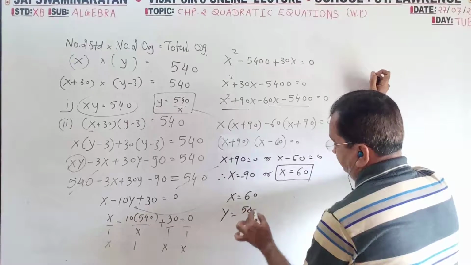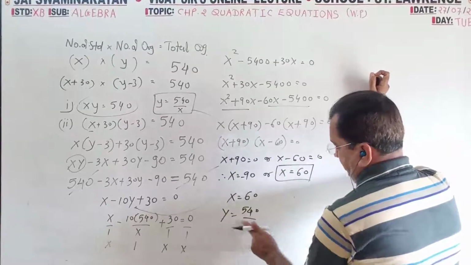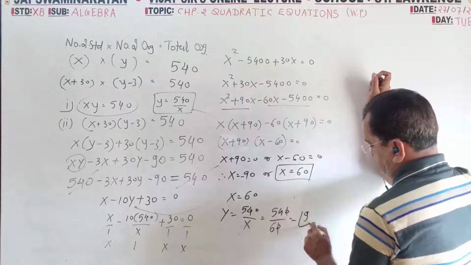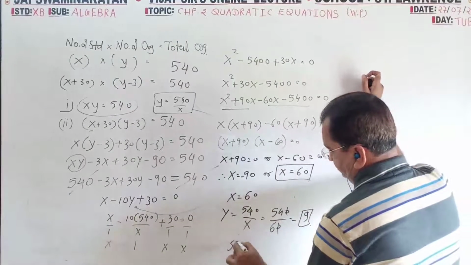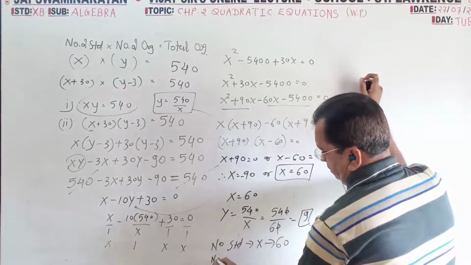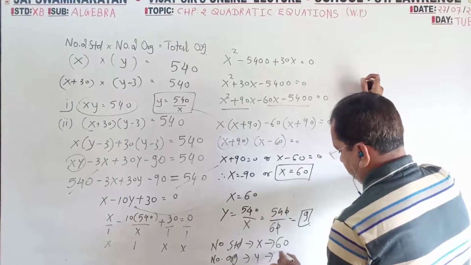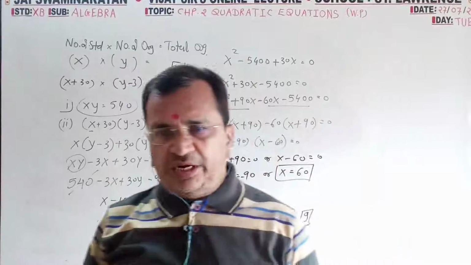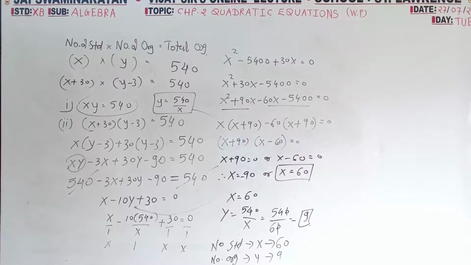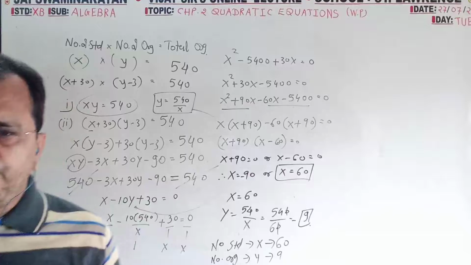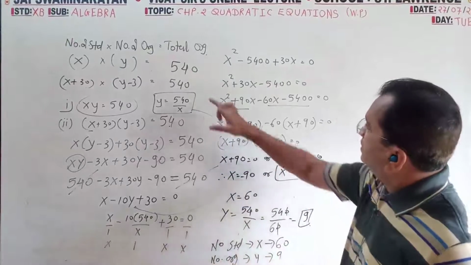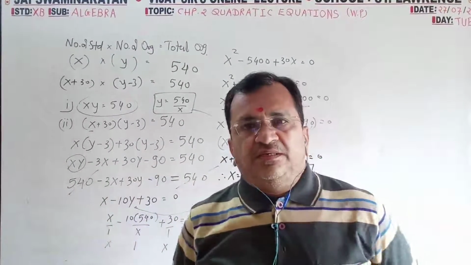y is equal to 540 by x, 540 by 60. So number of students x is 60, number of oranges y. 60 students, per student we are giving 9. So 60 nines are 540. Follow?